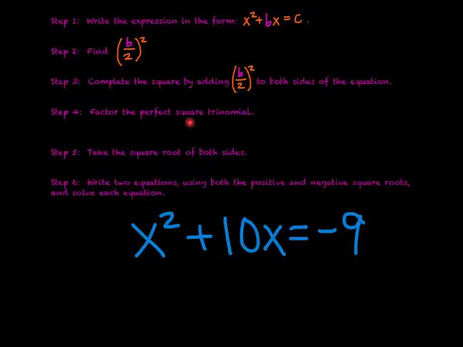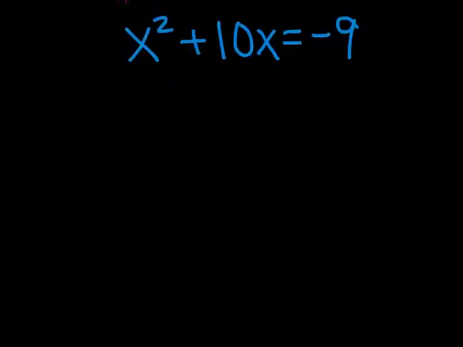Step 4, we factor that perfect square trinomial, which will be on the left-hand side. Then we take the square root of both sides. Last but not least, we create two equations using the positive and negative square roots, and we solve those equations. So let's actually go through these steps with this equation here.